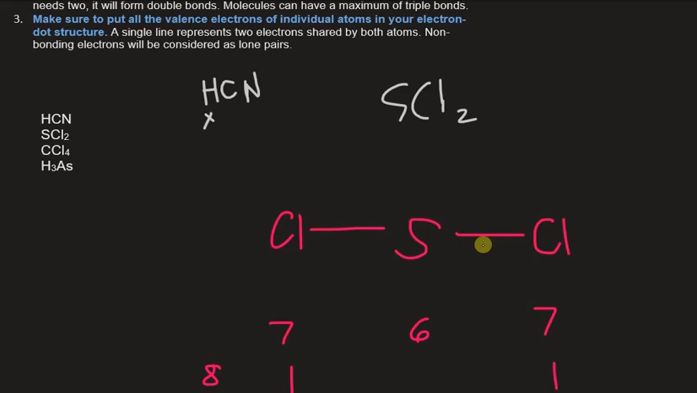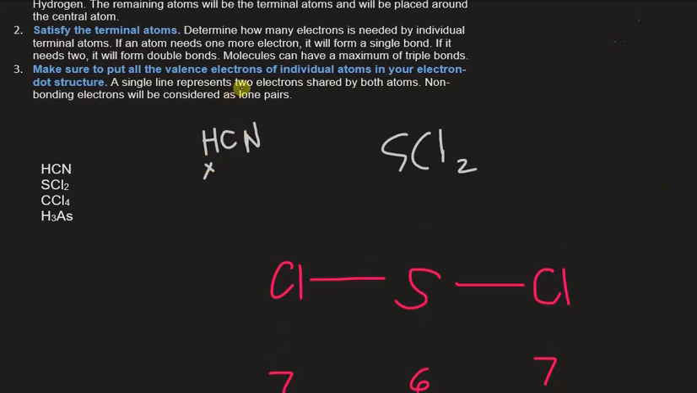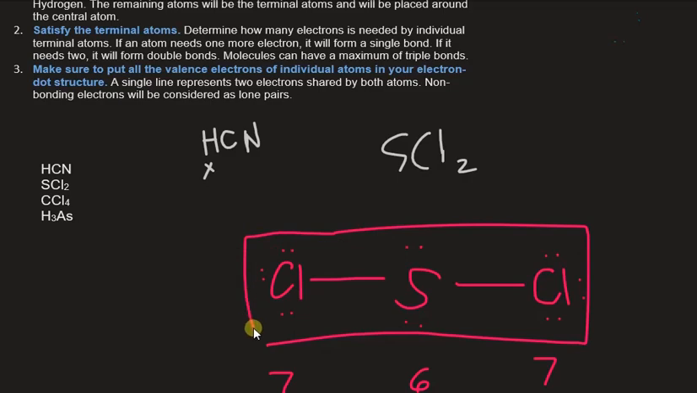Next is to make sure all the valence electrons are represented in the electron dot structure. So Cl has 7 valence electrons: 1, 2, 3, 4, 5, 6, 7. The other Cl must also have 7: 1, 2, 3, 4, 5, 6, 7. And sulfur must have 6. We have 1, 2. We still need to put 4: 1, 2, 3, 4, 5, 6. So this is the final structure for the SCl2 molecule.